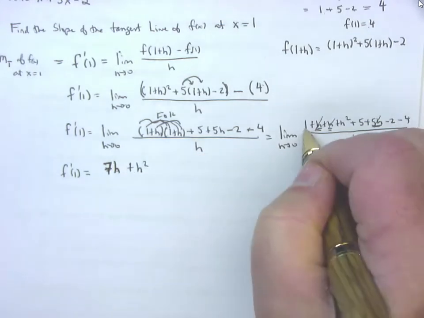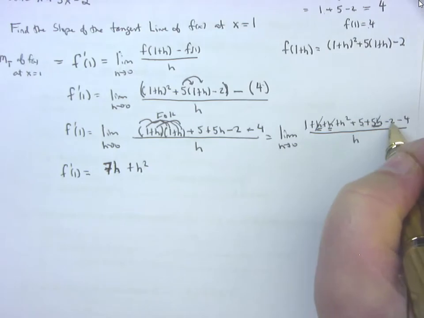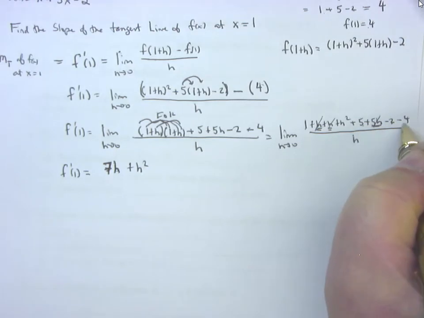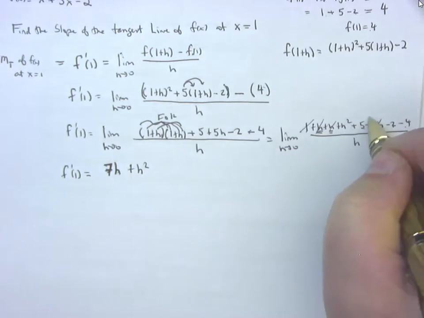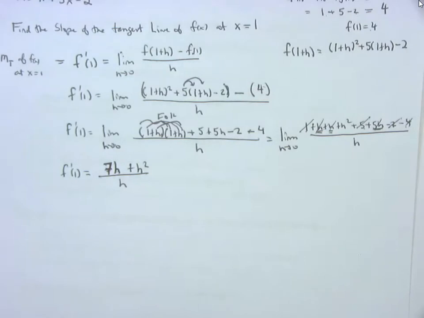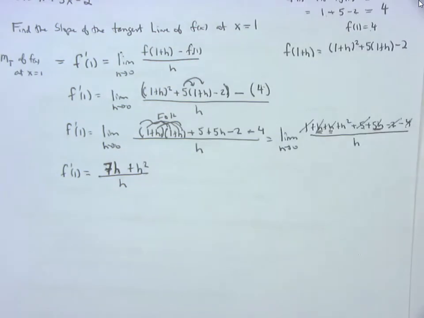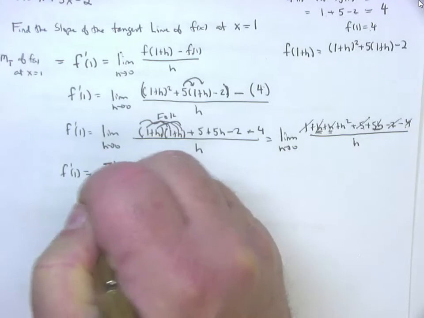Well, watch this. What's 1 plus 5 minus 2, 4 minus 4? 0. All the constants cancel. You get 0 all over h. Does that make sense? This thing cleans up nicely when you do this. So 1 plus 5 is 6, minus 2 is 4, minus 4 is 0. All my constants cancel. h plus 5h is where the 7h came from, plus an h squared. Now remember, oh, and I forgot the limit as h approaches 0 there.